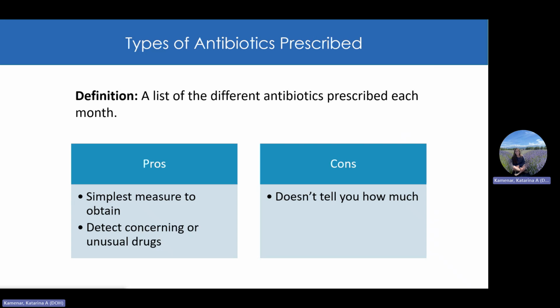However, it will probably look the same most months since providers are likely treating the same types of conditions each month and using the same types of antibiotics. It can't tell you how many antibiotics have been prescribed or if that represents a change from the previous month or the previous year. This makes it my least favorite AU measure.